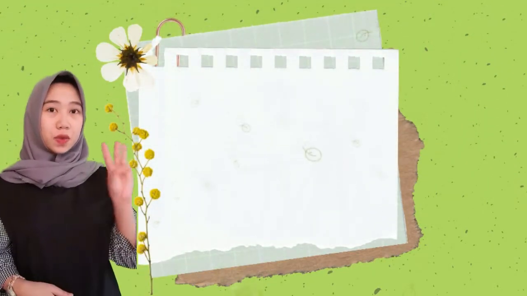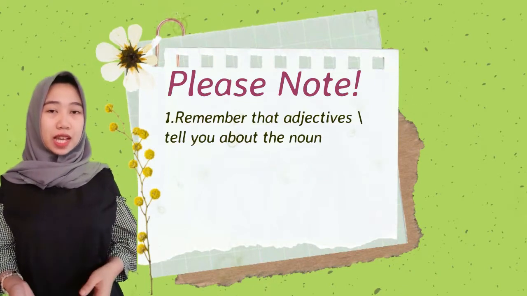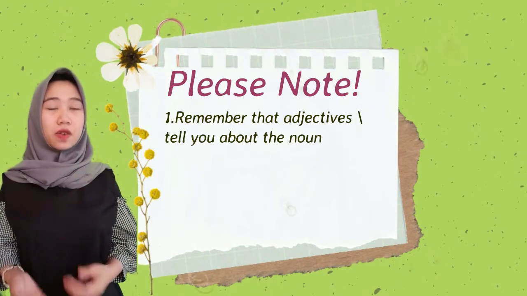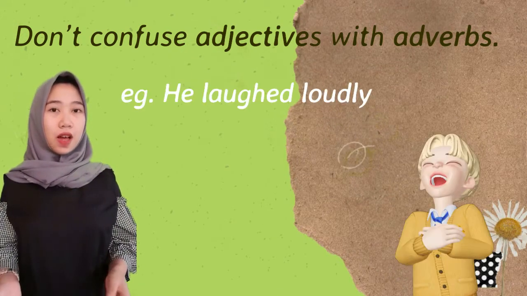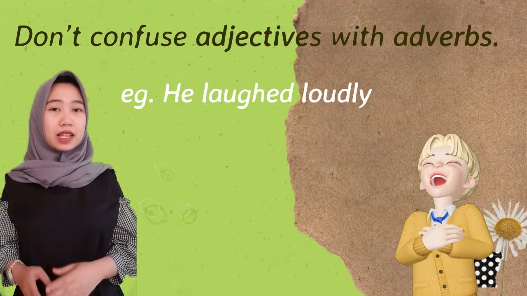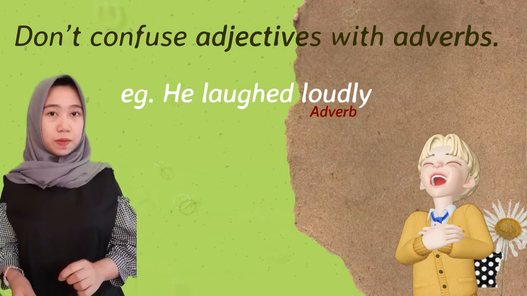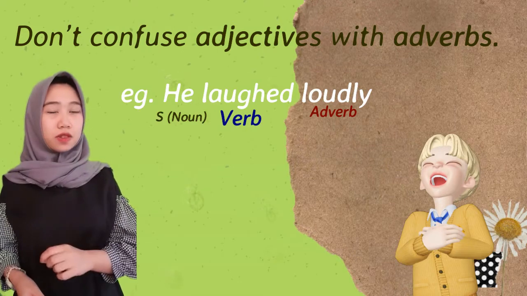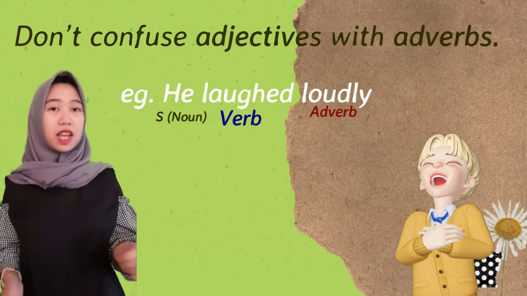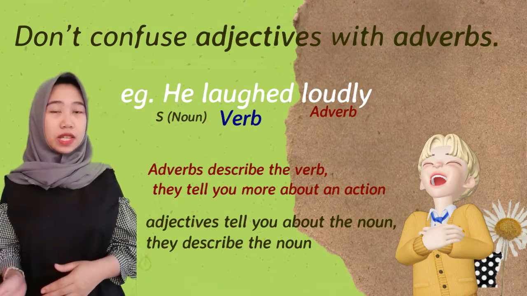Alright, there are three things that I want you to remember about adjectives. The first one, remember that adjectives tell you about the noun. They describe the noun. So don't confuse adjectives with adverbs, such as in this example, he laughed loudly. Loudly here is not an adjective, it is an adverb because loudly describes the action. Adverbs describe the action, the verb. Meanwhile, adjectives describe nouns. So loudly here is an adverb, and adjectives only describe a noun.